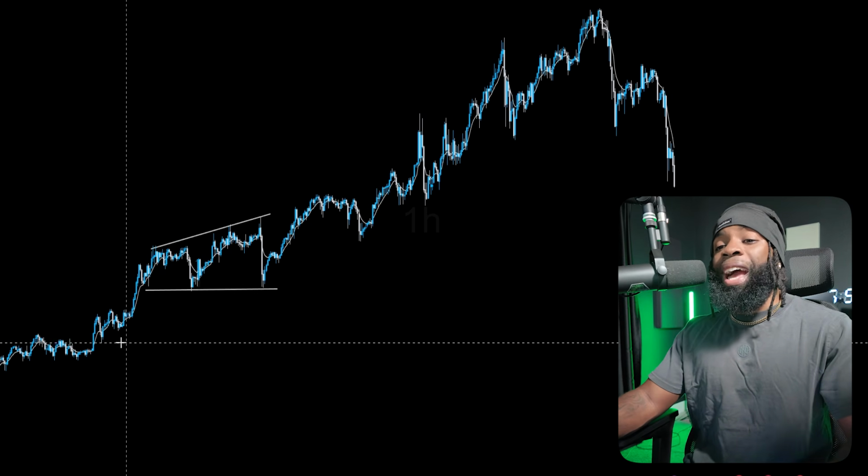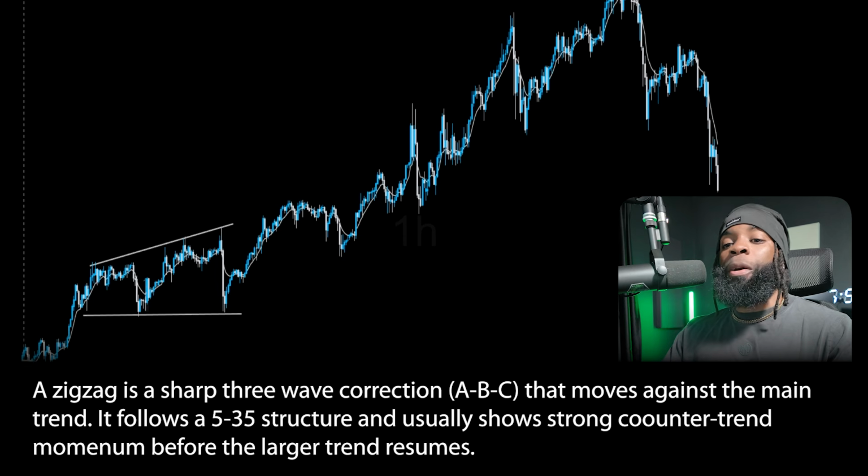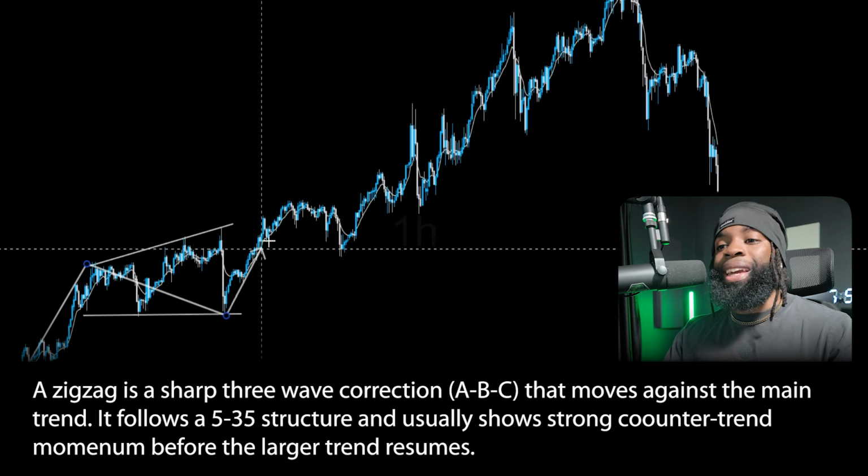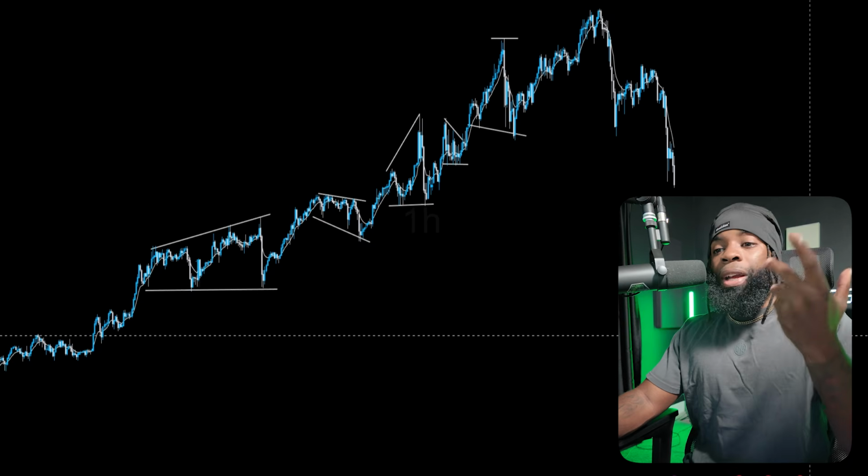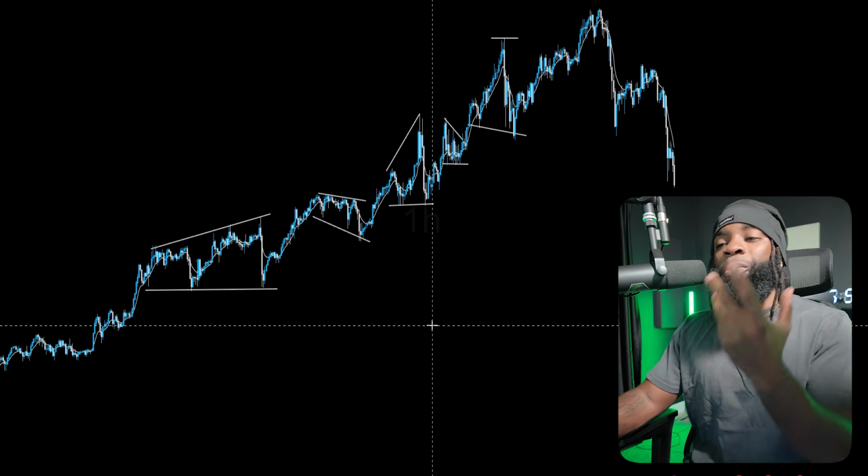If you look here, what we have is a zigzag pattern where market goes up, creates the pullback, and then continues to go up. Well, if you look closely, this is exactly what it does consistently. So let me show you how we will trade this step by step.